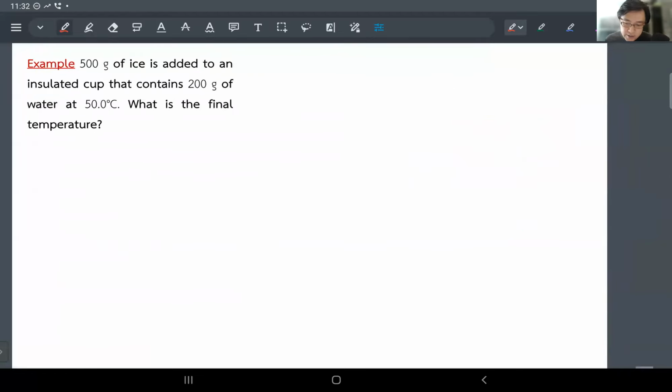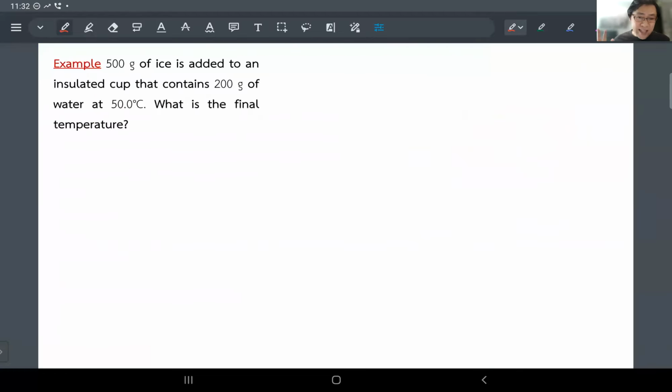So let's take a look at that. Here we go, guys. This is going to be the problem that finalizes today's lecture. Sounds good? All right, having fun? Maybe just the last two. From the understanding, you should be able to do this naturally. You have 500 grams of ice and it's added to an insulated cup that contains 200 grams of water at 50 degrees Celsius. What is the final temperature? I think that's an easy enough question.